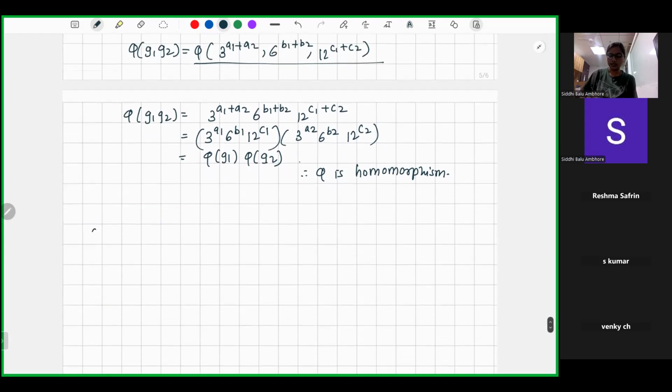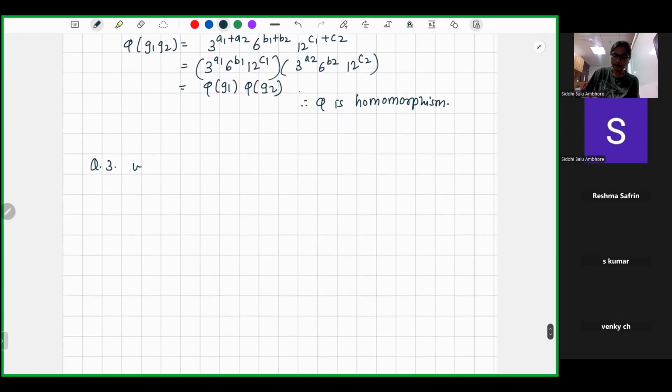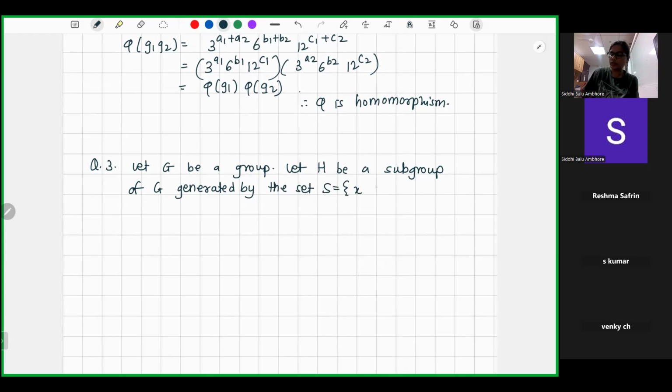And now question 3. Let G be a group. So G is any group. And let H be a subgroup of G generated by the set S equal to X inverse Y inverse XY such that X comma Y in G. Then which of the following is correct? We have to check this.